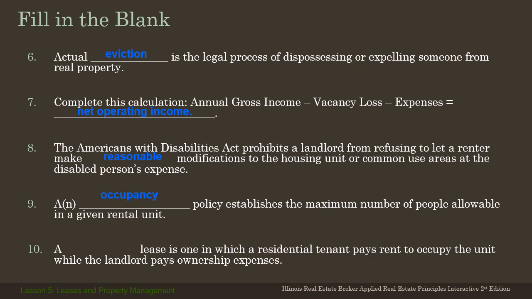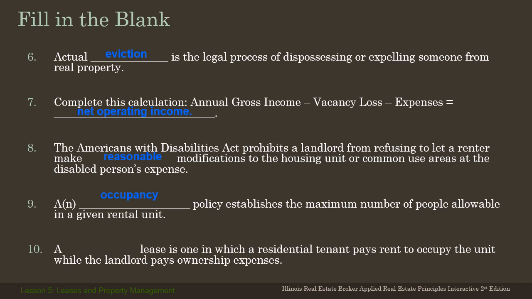Nine, an occupancy policy establishes the maximum number of people allowable in a given rental unit. These are usually done by community. Sometimes they're done by county. And in that area, there will be a building ordinance that says in two-bedroom apartments in our community, only four people can occupy them that aren't family members and not related and not married, or whatever it might be. Or there could be five, if all children are under the age of three, or whatever it might be.